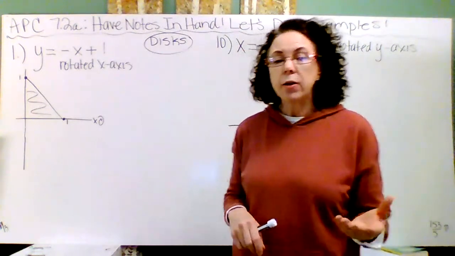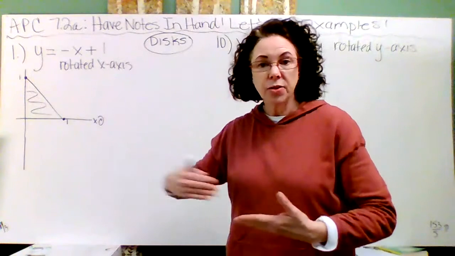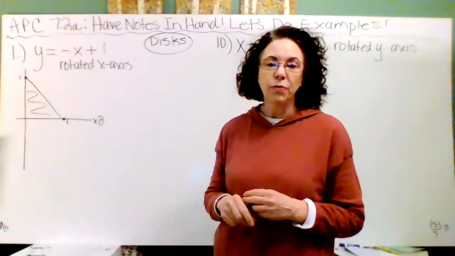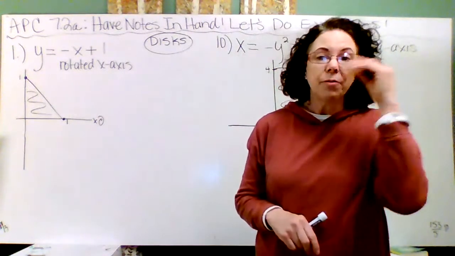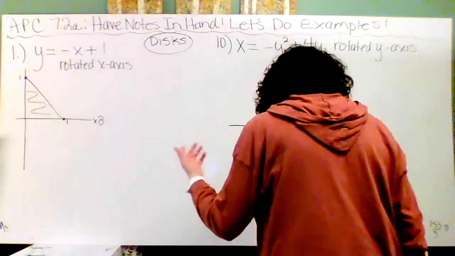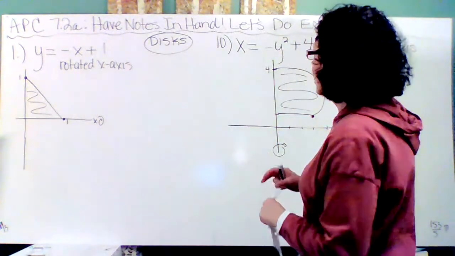And of course, we can always collect areas, different shapes across an x or y axis rather than by rotation. And so that will form different volumes. That is 7.2C. So let's go on to what you have in your hand, which is your notes from 7.2A.